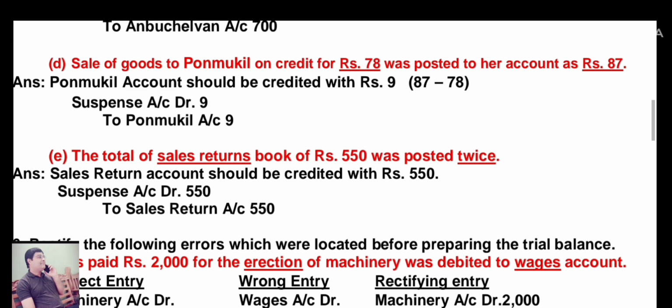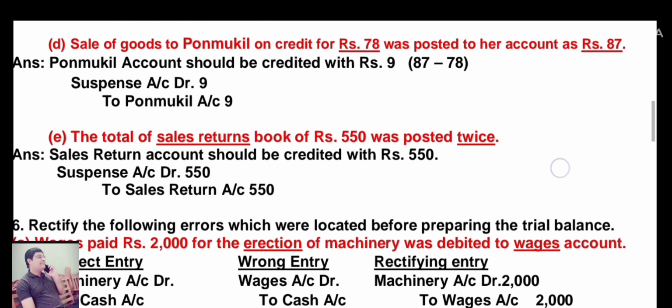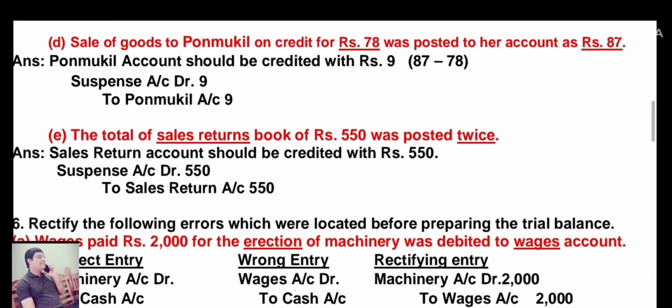Ponmukil to sales. But because of the excess amount, we return 9 rupees. We have to correct it, so we have to write on the credit side. Excess means opposite. Ponmukil account should be credited with rupees 9, because only her account has the mistake, not the other account. So in her account only we have to write: Ponmukil account should be credited with rupees 9. Rectify entry is suspense account debit to Ponmukil account 9.